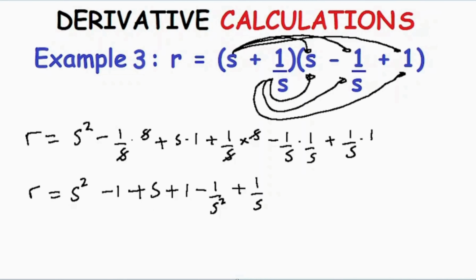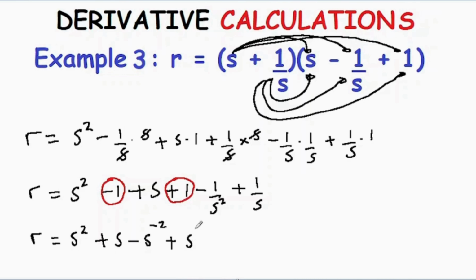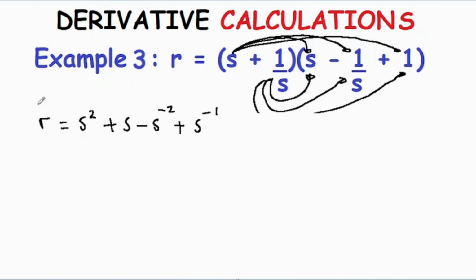Alright, so negative 1, positive 1 will give us 0. So these two will go. Negative 1, positive 1 will be out of the equation. So we're going to have r is equal to s squared plus s. So we're going to rewrite this to be negative s raised to power negative 2. And we're going to have 1 over s to be s raised to power negative 1. Now we can conveniently differentiate r with respect to s.